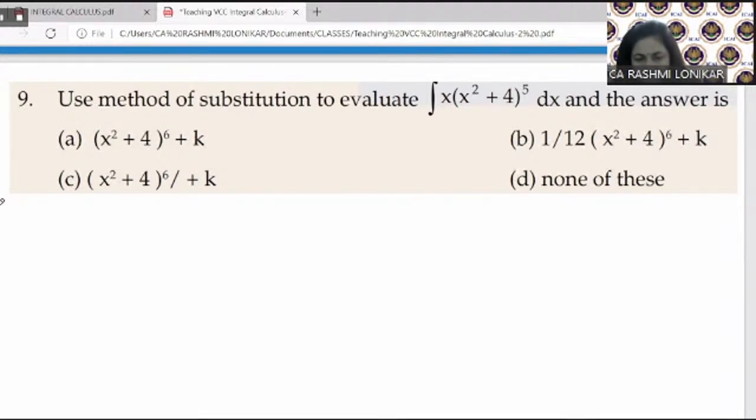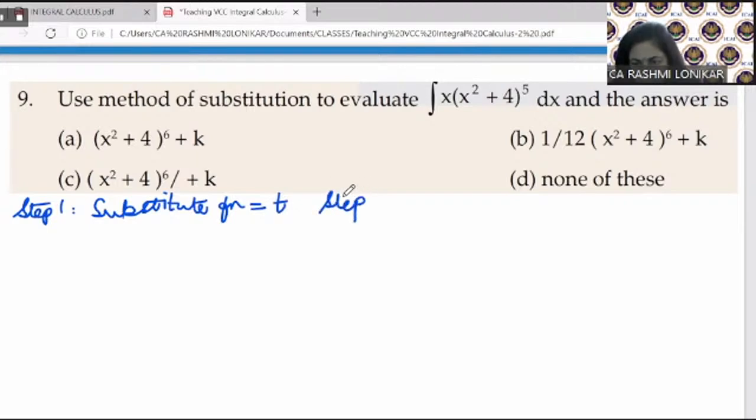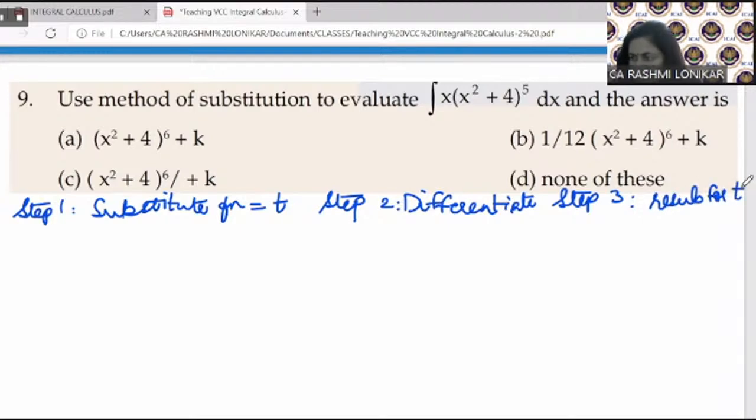So we will do the steps. Step 1, what is it? Substitute for the function. Substitute the function as equal to t. Step 2, what is it? Differentiate. Then step 3 will be resubstitute for t. If you remember these 3 steps, you will not have any problem.